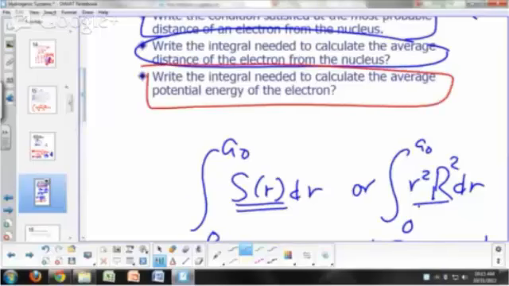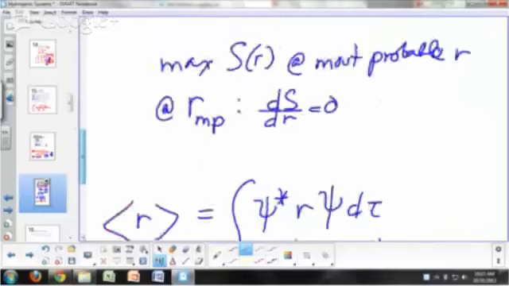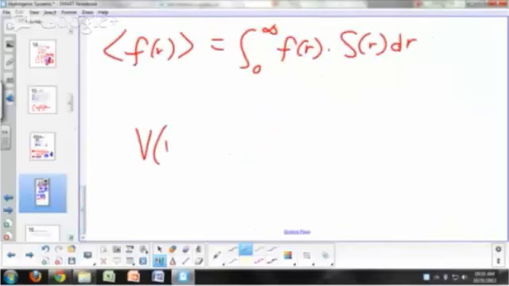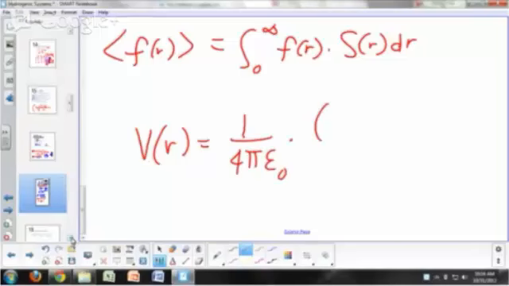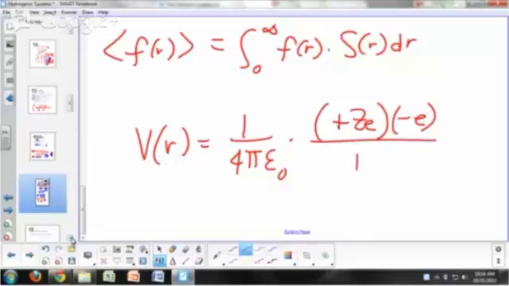What would you need to calculate the average potential energy of the electron? What's the expression for potential energy? Potential energy depends on R, which is positive 1 over 4 pi epsilon naught times positive ZE. That's the charge of the nucleus. The charge of the electron is negative E over R, R being the distance of the electron from the nucleus, right? So that's your potential energy.